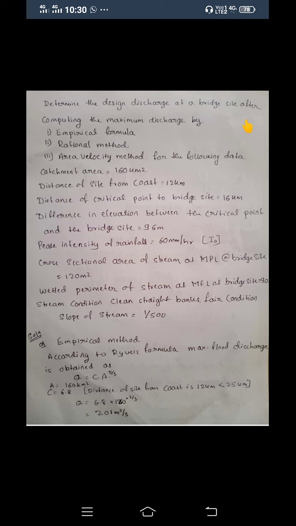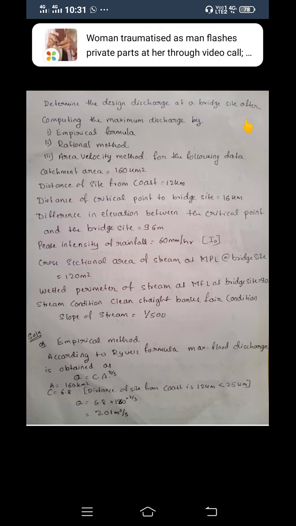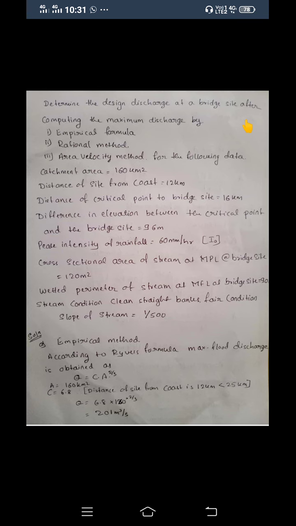Peak intensity of rainfall at the site is given as 60 mm per hour. That is I0. Cross-sectional area of the stream at maximum flood level, that is MPL at the bridge site, is 120 square meters, meaning the wetted area. So this we are using for the cross section of the wetted area.